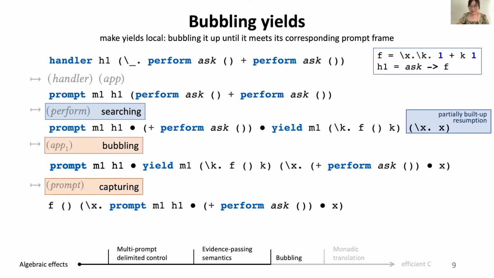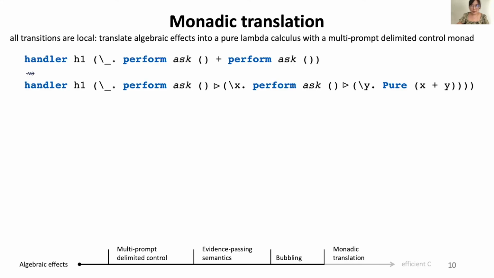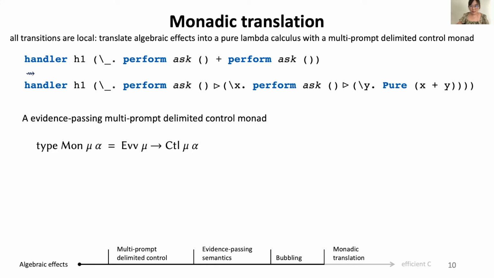Now with evidence passing semantics, we have made perform local, and with bubbling, we have made yields local. Since everything is local, it opens up a way to implement everything in a monad. With monadic translation, our running example will be translated into a monadic expression as this. The monad we are using is also regular. It is essentially a reader monad for the current evidence vector composed with a control monad.